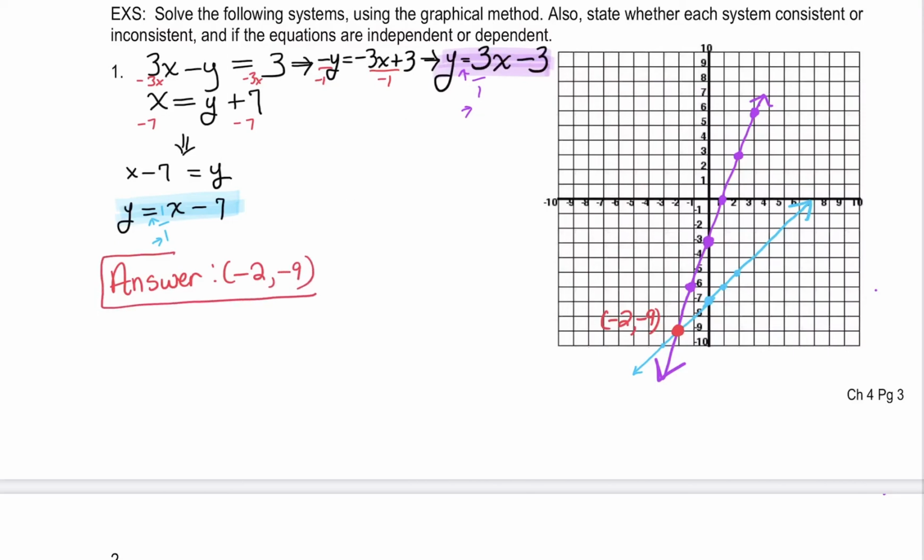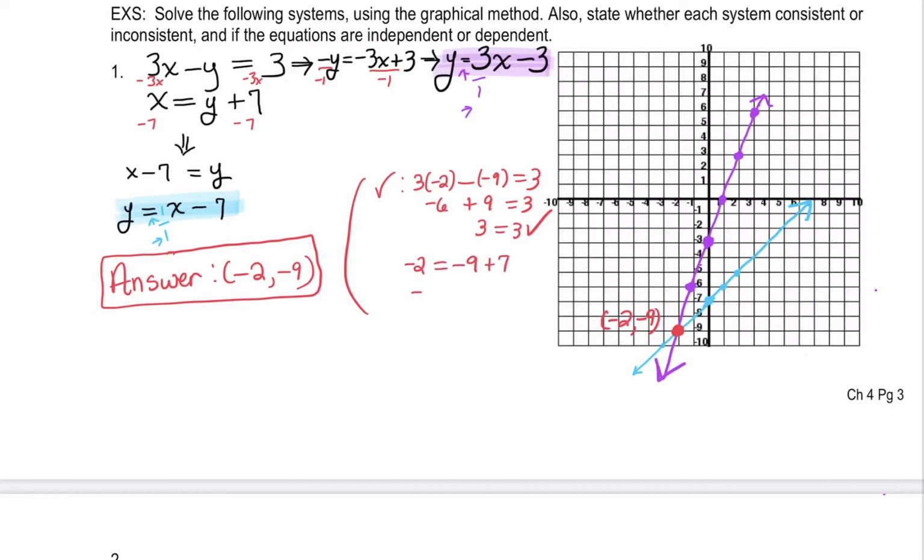And again, the check is always helpful just to make sure that I haven't made any mistakes here. I would go back to the original equation, because if I made a mistake even in my first steps of solving for y, then I wouldn't catch that error if I didn't plug back into the originals. So sub it into the first equation, it satisfies. Plug it into the second equation, x equals y plus 7, and again, it works. So it's just good peace of mind to do that.